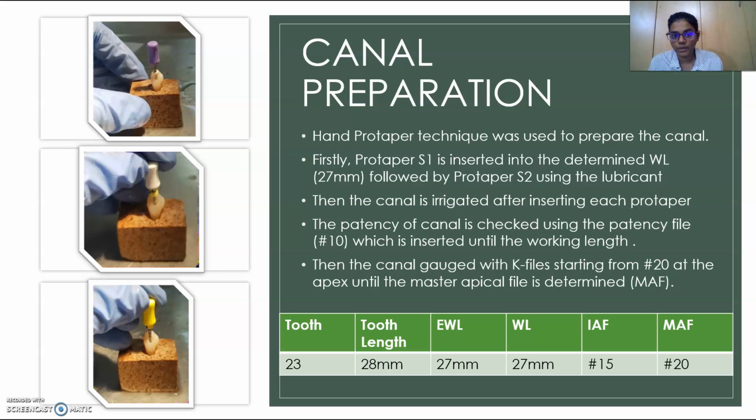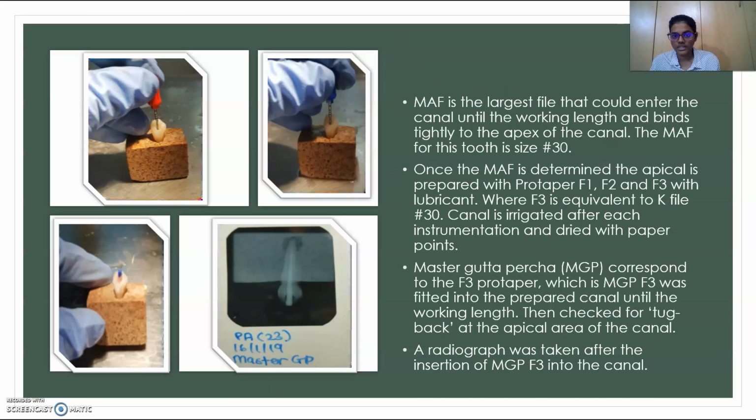Next will be the canal preparation, which is using the hand ProTaper technique. This is done using the ProTaper S1 and S2 up to the working length, which is 27 mm. Then the canal is gauged to identify the MAF. It's gauged with a K file size 20 followed by 25 and 30. I stopped at 30 because that's my MAF. MAF is the largest file that can enter the canal until the working length and binds tightly.